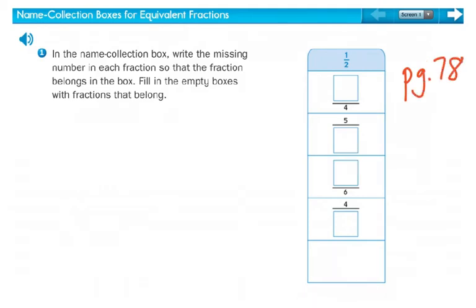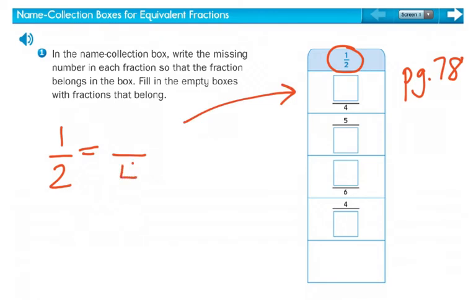It says name collection boxes for equivalent fractions. In each name collection box, write the missing number in each fraction so that the fraction belongs in the box. Fill in the empty boxes with fractions that belong. So all of these fractions will be equal to 1/2. So I'm just taking this number up here.